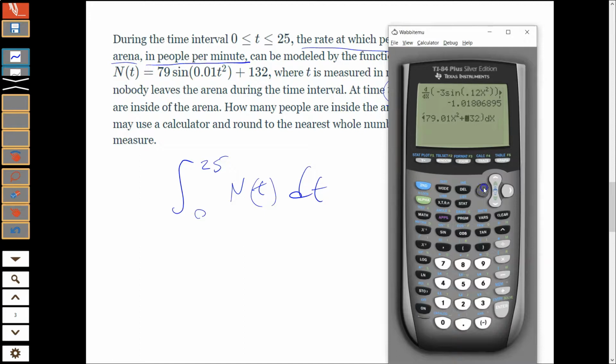So I've typed in my whole function. I'm using the fnInt, right? The integral from 0 to 25. Used x as my variable, and then I said dx as my integral operator here. I'll let my calculator figure that out. So this is my result. So that means 414,000 people is the total change in the number of people in the arena from 0 to 25.